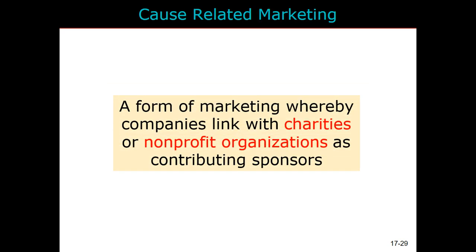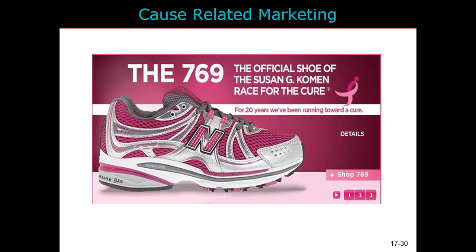Cause-related marketing, a form of marketing where companies link with charities or nonprofit organizations as contributing sponsors. Like this one here. This is Nike with the Susan Komen Foundation on breast cancer. So they have this new shoe called the 769, official shoe of Susan Komen Race for the Cure. For 20 years we have been running towards a cure. Okay, so that's cause-related marketing, supporting women's health.